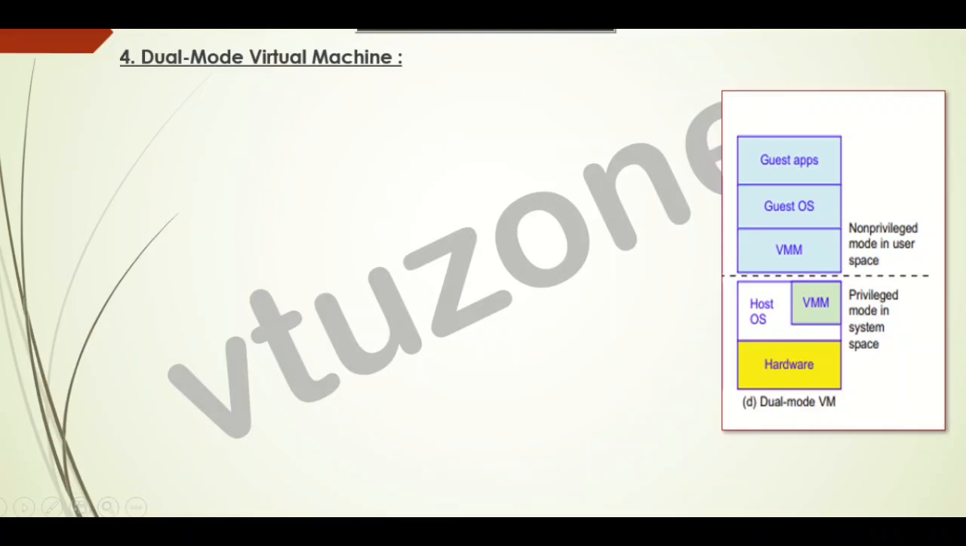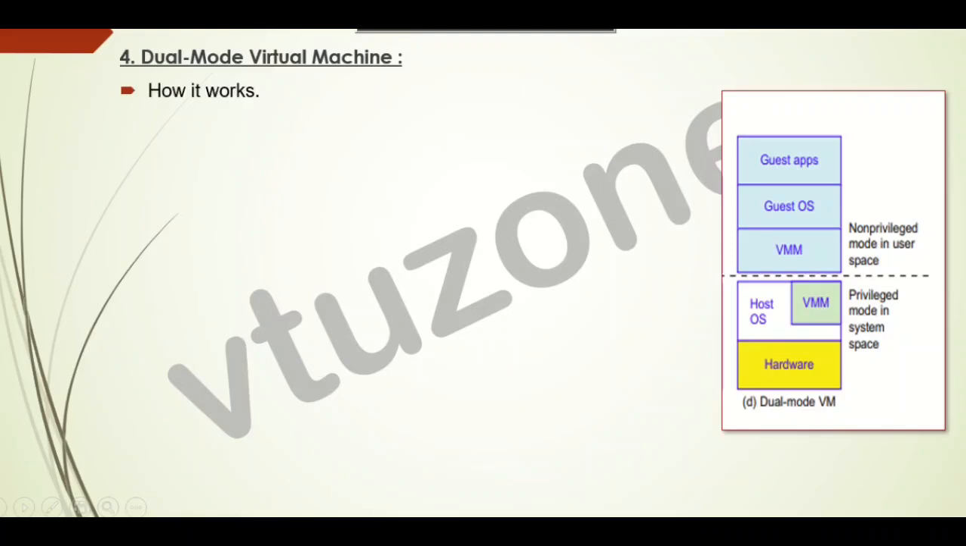Then the layers are: hardware, that is the physical machine; then the host operating system, the main operating system that runs on the hardware; then the virtual machine monitor. The hypervisor runs in two modes, that is privileged mode, direct access to the hardware, and non-privileged mode, that is, it runs as an application on the host operating system. Then the guest operating system, that is, each virtual machine has its own OS. Then guest apps, applications that run on the guest OS.